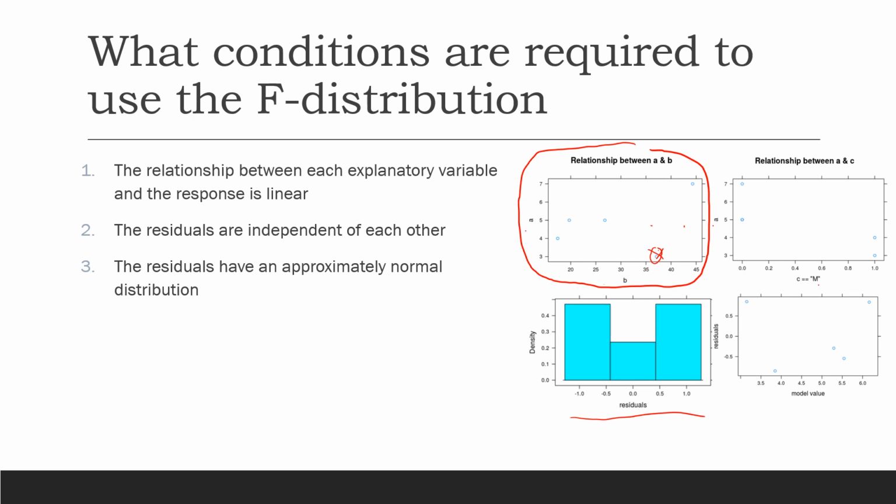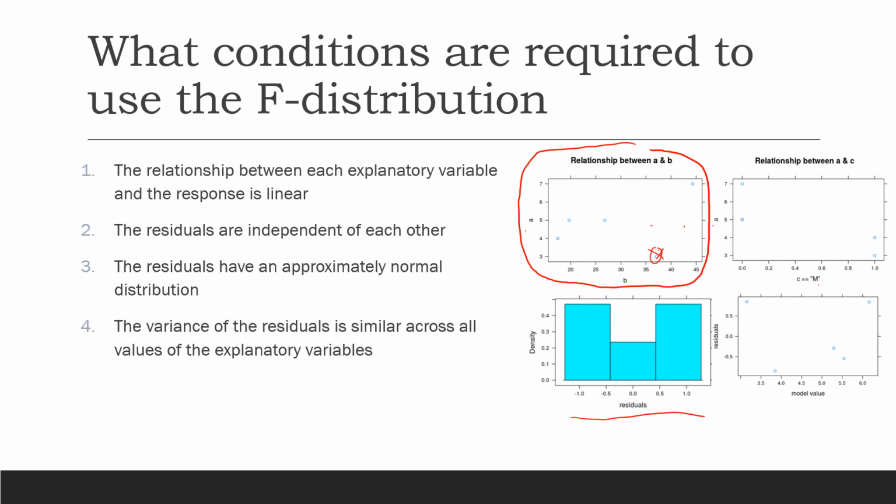And then the last assumption is that the variance of the residuals is similar across the different values of the explanatory variables. This is usually checked by plotting the model values on the x-axis and the residuals on the y-axis, and looking around a line of residual equals 0, to see if the scatter looks approximately equal around it. This one looks a little bit fishy.